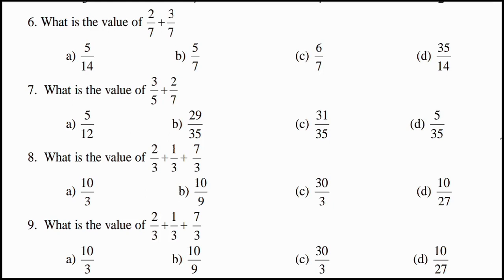Question number 8. What is the value of 2 upon 3 plus 1 upon 3 plus 7 upon 3? So here denominators are equal, so we need to add numerators only. 2 plus 1 is equal to 3. 3 plus 7 is equal to 10. And it is 10 upon 3. And it is A, 10 upon 3.